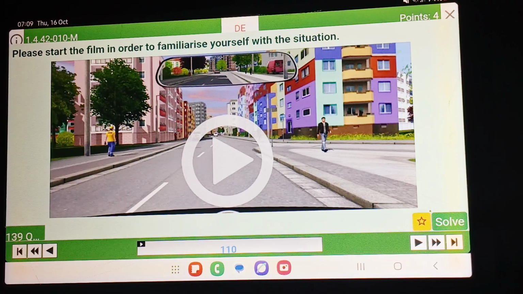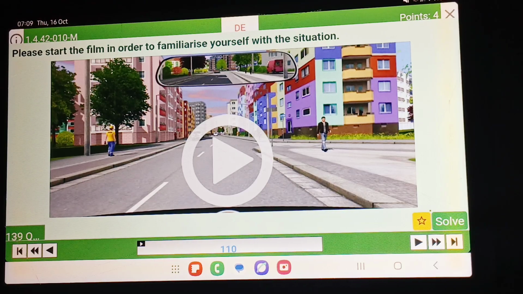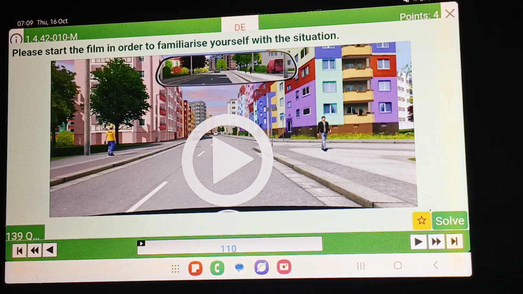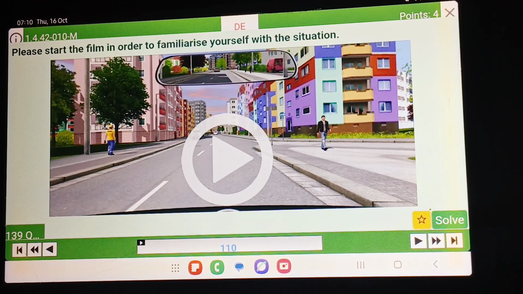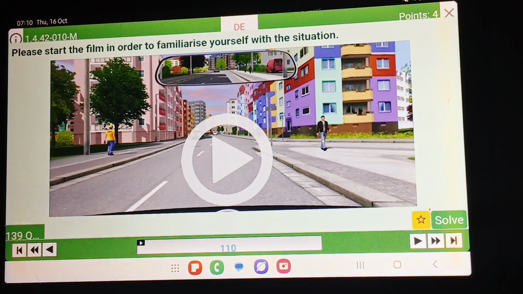Okay, so today we are going to continue from where we stopped. We are still on traffic signs. That's the topic. In my previous video, we stopped at number 109. Today we are going to continue from 110. So if you've not watched my previous video, please feel free and do so. So let's continue from where we stopped.